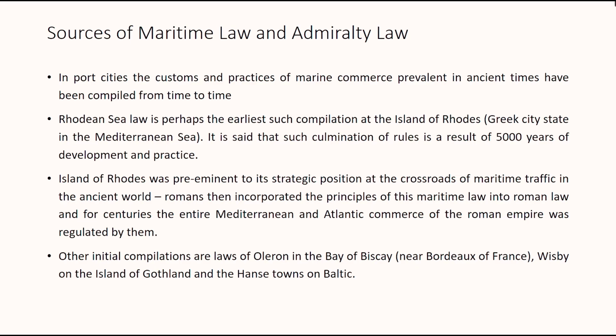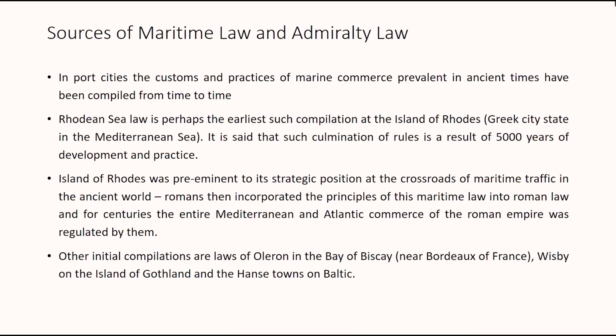It is just that 5,000 years before, a particular name was not given to those rules and regulations, but ultimately 700 years before, when the concept of admiral and admiralty came into being, we see that all of these practices and customs fall within the domain of the admiralty aspect, or you can say the maritime law aspect. We see that the island of Rhodes was preeminent due to its strategic position at the crossroads of maritime traffic in the ancient world. Romans then incorporated the principles of this maritime law into Roman law, and for centuries the entire Mediterranean and Atlantic commerce of the Roman Empire was regulated by them. So, what do we see here? We see that the rules pertaining to maritime traffic in the Mediterranean Sea were also in place.